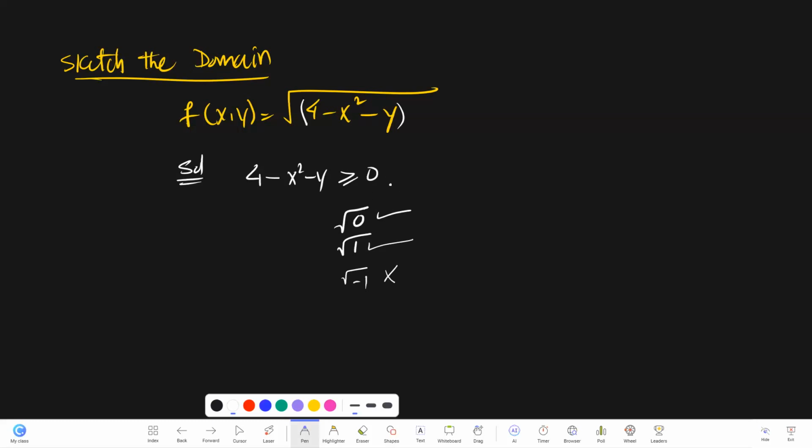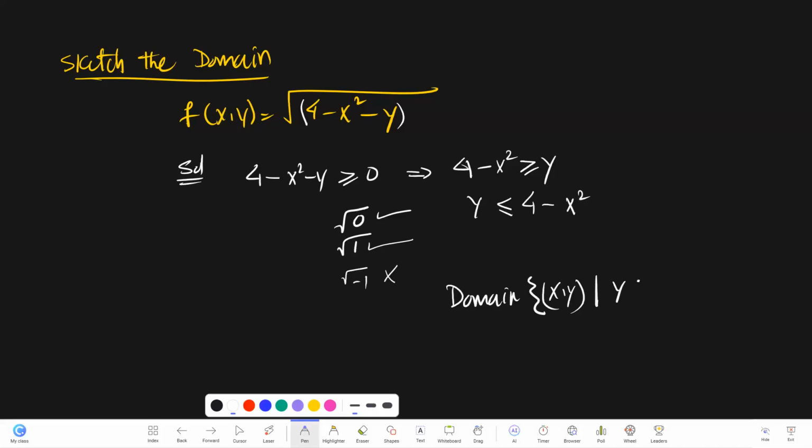If I want to rephrase this, I'm going to take the y on the other side. I can write it like this, and y should be less than or equal to 4 minus x squared. So my domain in this case, the x and y values, y should be less than or equal to 4 minus x squared.